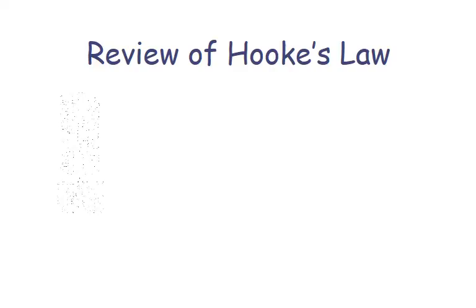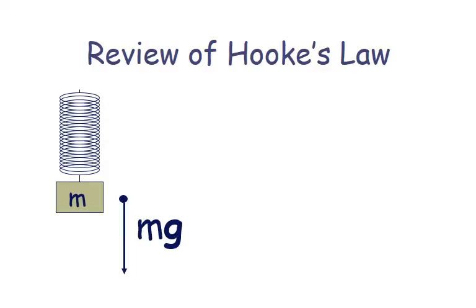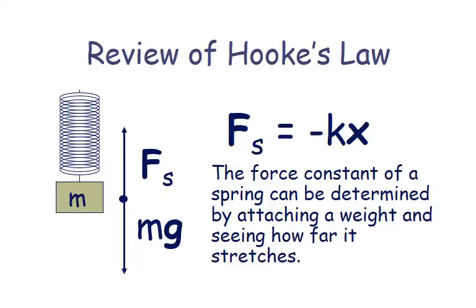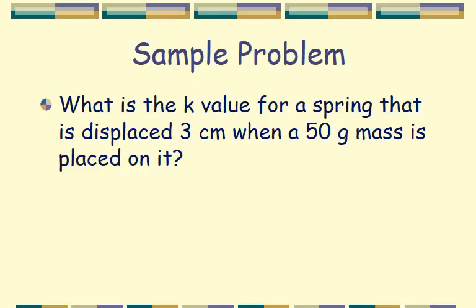With Hooke's law, it's important to remember you've got the force of gravity down, the spring force going up, and the spring force itself is negative kx, which you need to memorize. In Hooke's law, force is proportional to displacement. So if you double the displacement of an object with a spring, you should have double the force. And we're going to try the sample problem here.